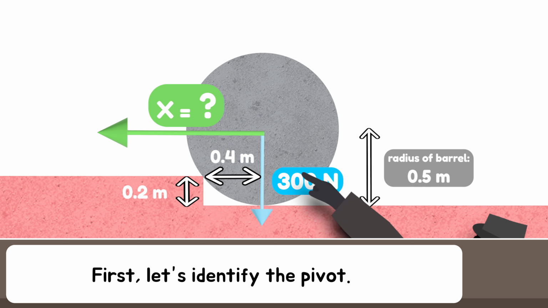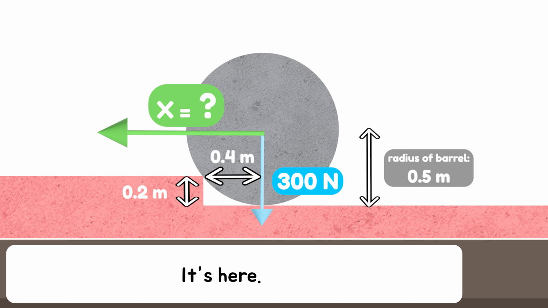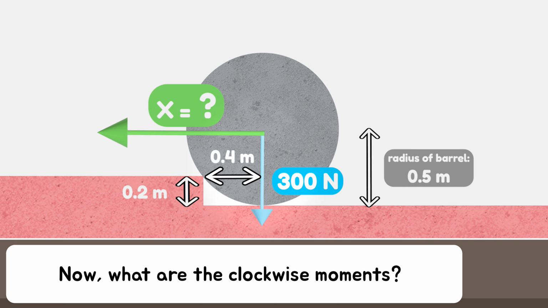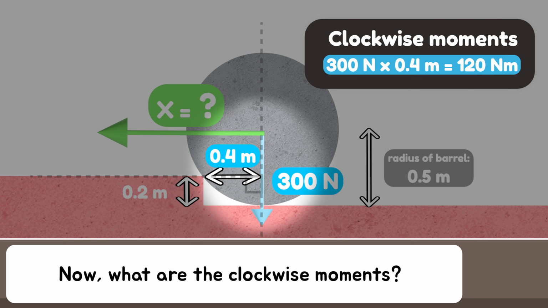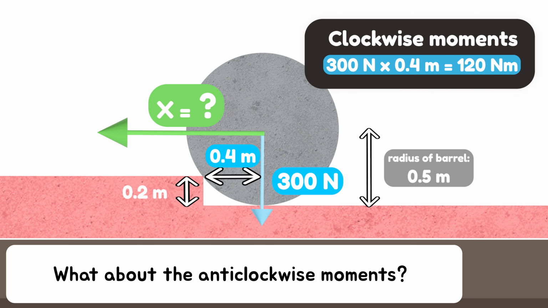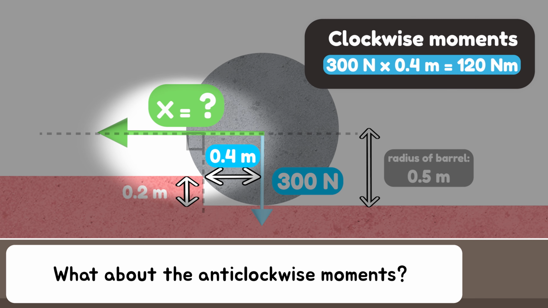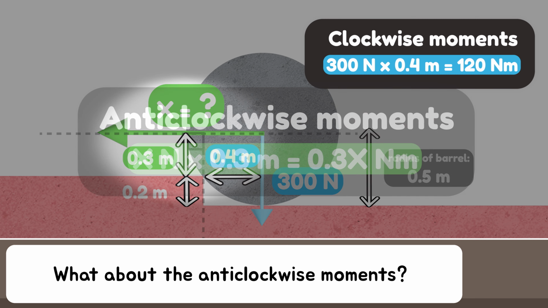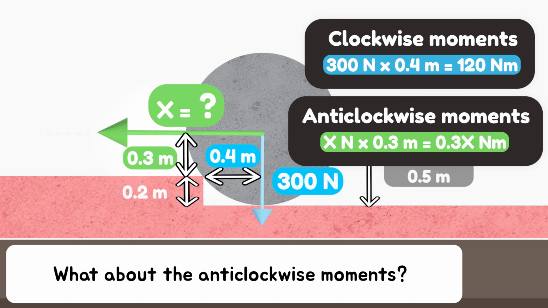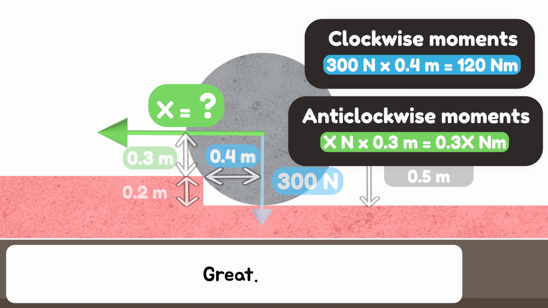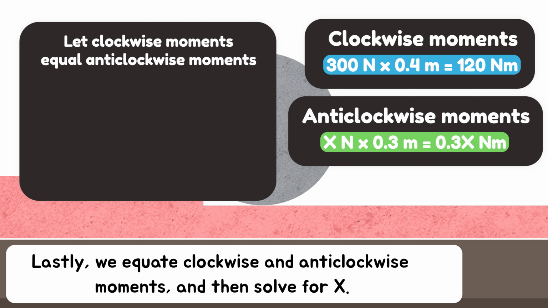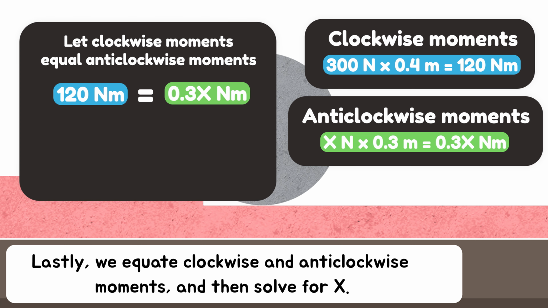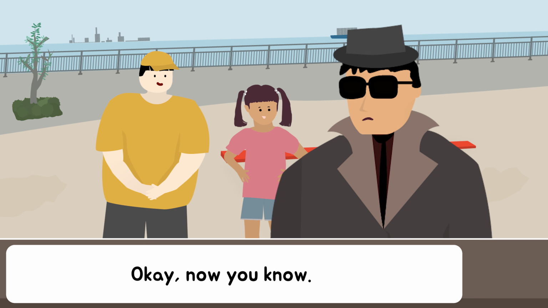First, let's identify the pivot. It's here. Now, what are the clockwise moments? What about the anti-clockwise moments? Great. Lastly, we equate clockwise and anti-clockwise moments and then solve for X. Okay, now you know.